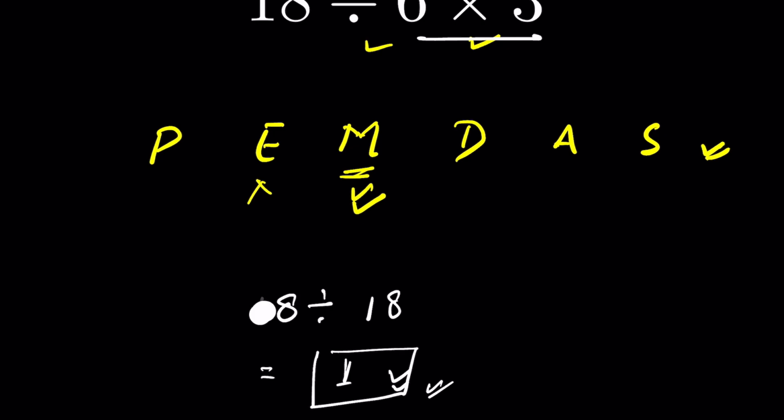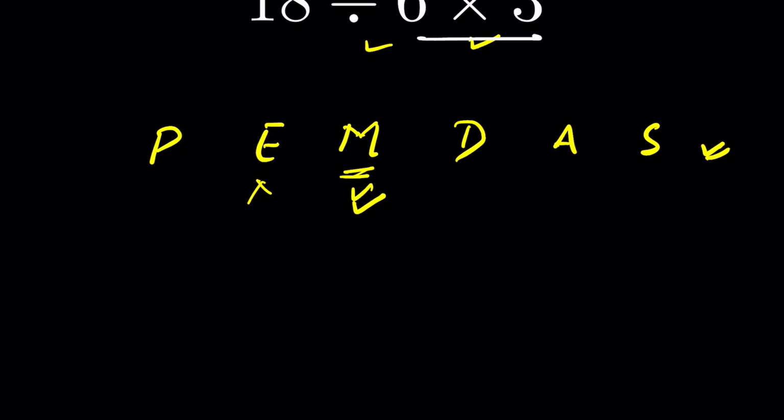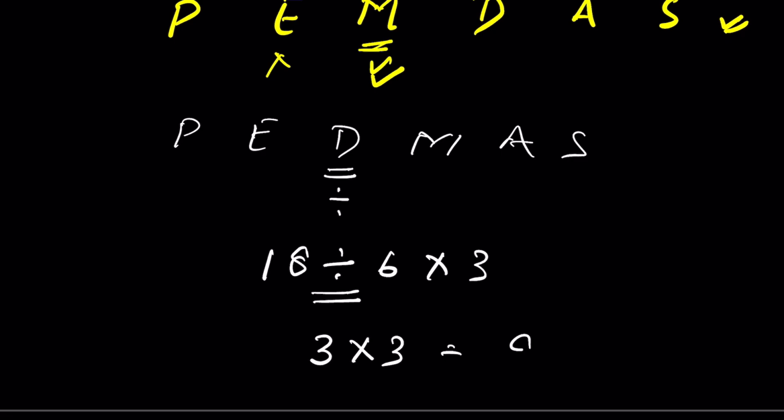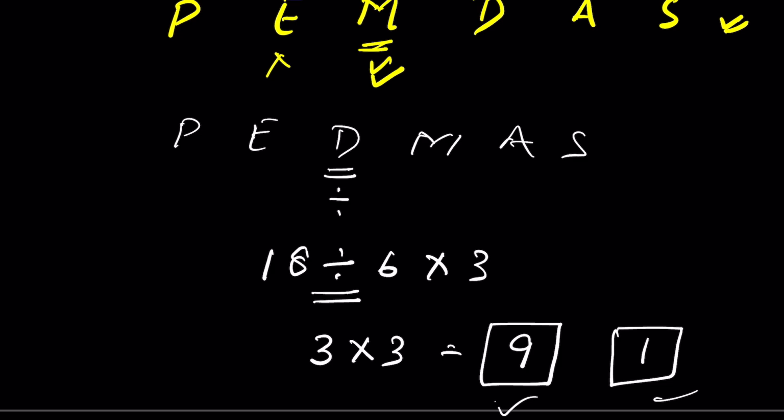But what if you follow PEDMAS? Let's say PEDMAS, in which D is written first, so you do division first. That means 18 divided by 6 times 3. We do division first. 18 divided by 6 is 3. Then 3 times 3 is 9. So 9 is the answer as per PEDMAS. As per PEMDAS, 1 is the answer, which should be the correct answer.